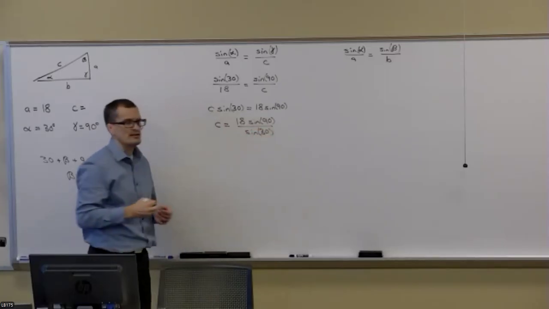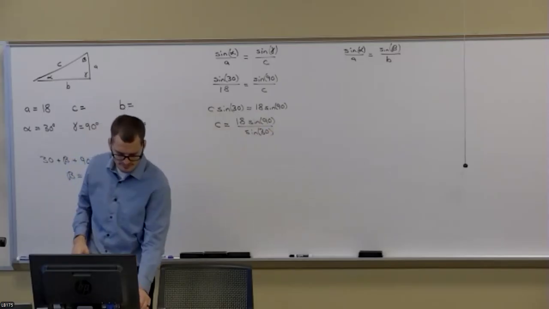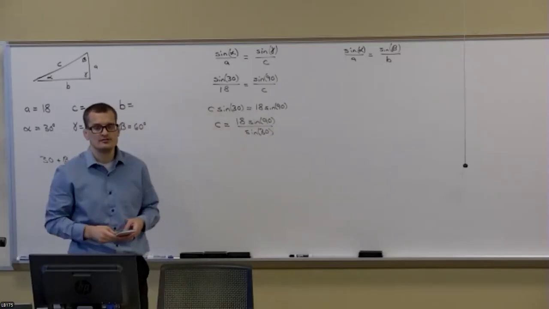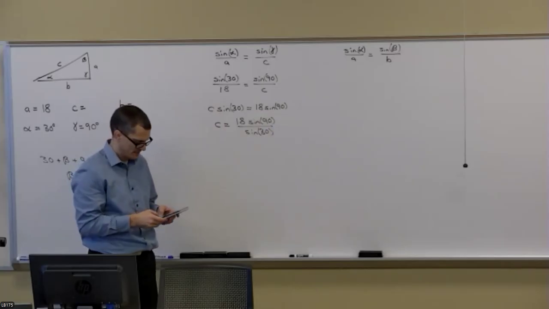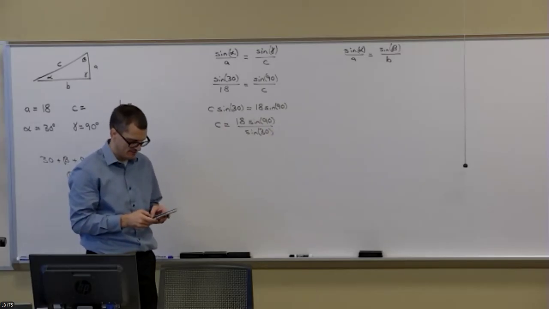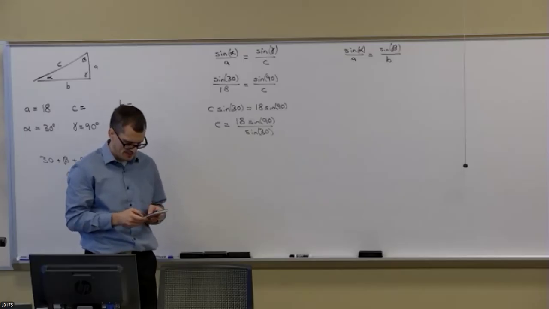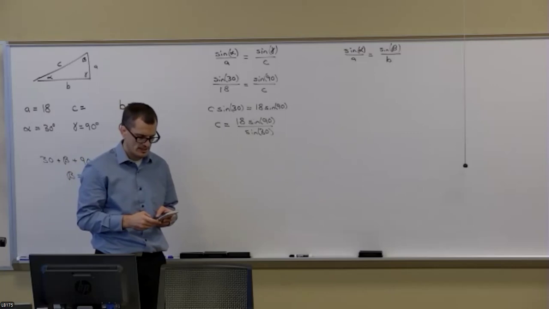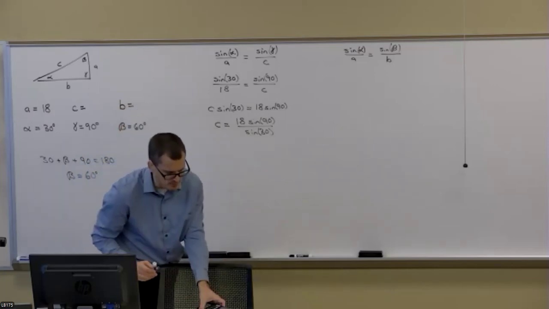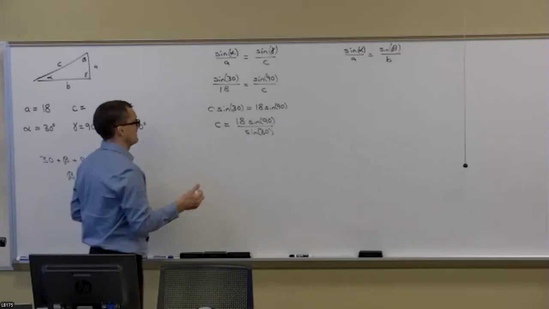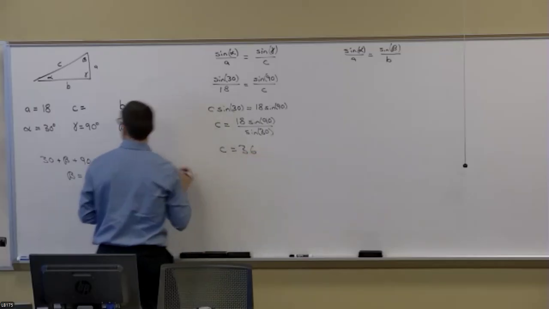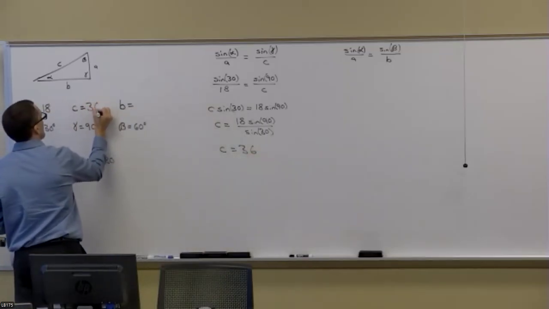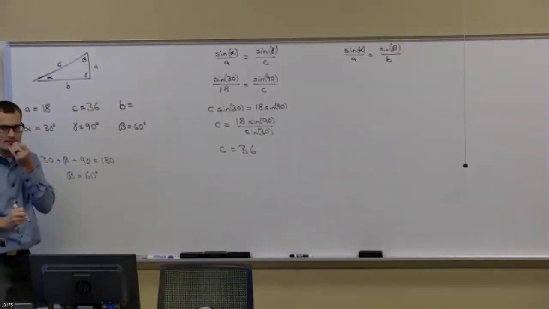Here's where it's important to put things into degree mode. We're going to type this into our calculator. Make sure your mode is in degrees. 18 sine of 90 divided by sine of 30. You should have ended up with 36 as the value of C. Does that make sense?